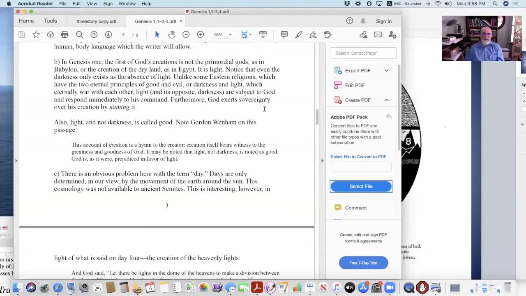An evangelical scholar named Gordon Wenham has said this about Genesis 1. This account of creation is a hymn to the Creator. Creation itself bears witness to the greatness and goodness of God. It may be noted that light and not darkness is noted as good. God is, as it were, prejudiced in favor of light.